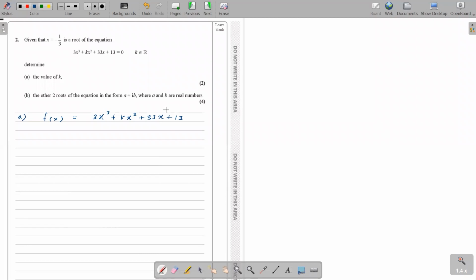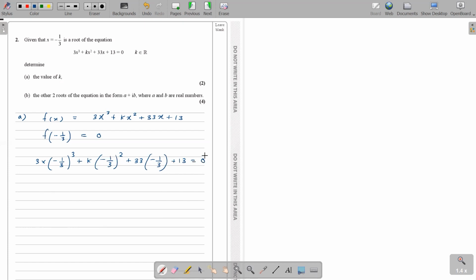So they say x equals minus 1 over 3 is a root. So if x equals minus 1 over 3 is a root, what happens? When you replace your x value with minus 1 over 3, or we say f of minus 1 over 3, it must be equal to 0. Isn't it? Replace the x values with minus 1 over 3, because minus 1 over 3 is the root. 3 into (minus 1 over 3) cubed plus k into (minus 1 over 3) squared plus 33 into minus 1 over 3 plus 13 equals 0.